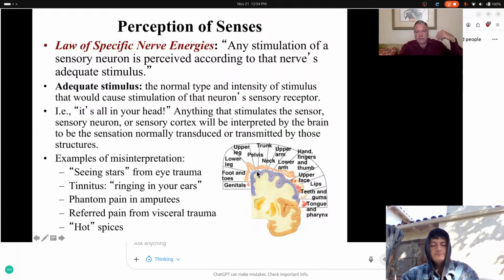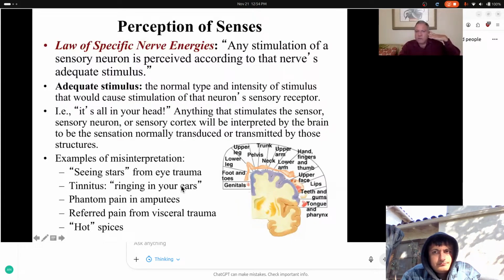Sometimes if you stimulate cells in your brain, if you actually stick electrodes in your brain, it can feel like things are touching your body when they're not. Or you get punched in the eye, and all of a sudden you see stars. Where did that light come from? There was no light. You stimulated cells in your eyes that normally respond to light, therefore the brain assumed that there was light. Or you get congestion, and your ears start ringing.